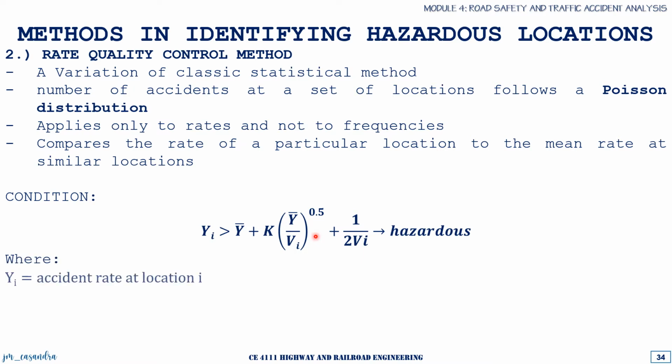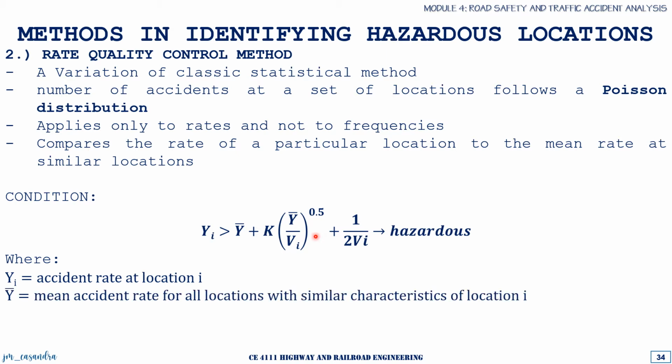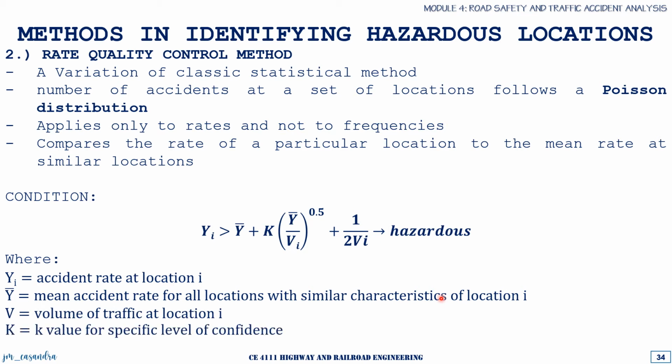So take note, y sub i is the accident rate at location i, or at a specific location. y bar is the mean or the average accident rate for all locations with, remember, similar characteristics to location i. And then we have v, the volume of traffic at the specific location i. And k is the same value as for the classical statistical method, which is a constant value for a specific level of confidence.